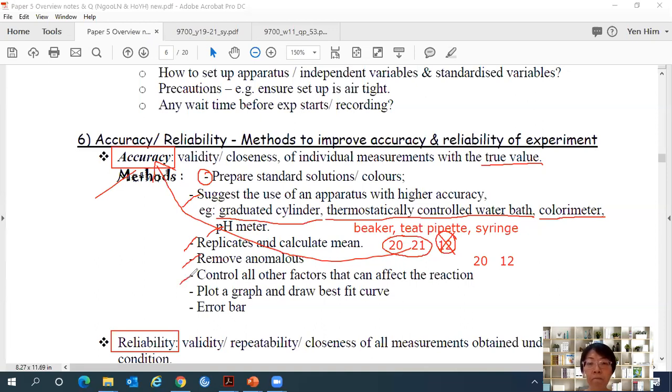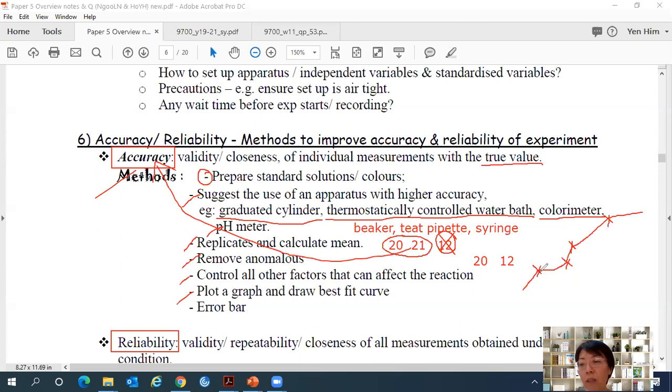Then how to improve accuracy? Control all the control variables. Any other thing that can affect your result, you control them. Don't let them change. And then you can plot the graph of the best fit, also will increase accuracy of the reading. Because sometimes when you take a reading, your readings are like this: 1 point here, 1 point here, then 1 point suddenly up here, then 1 point here. So maybe it is a smooth curve, so you draw the best fit curve.